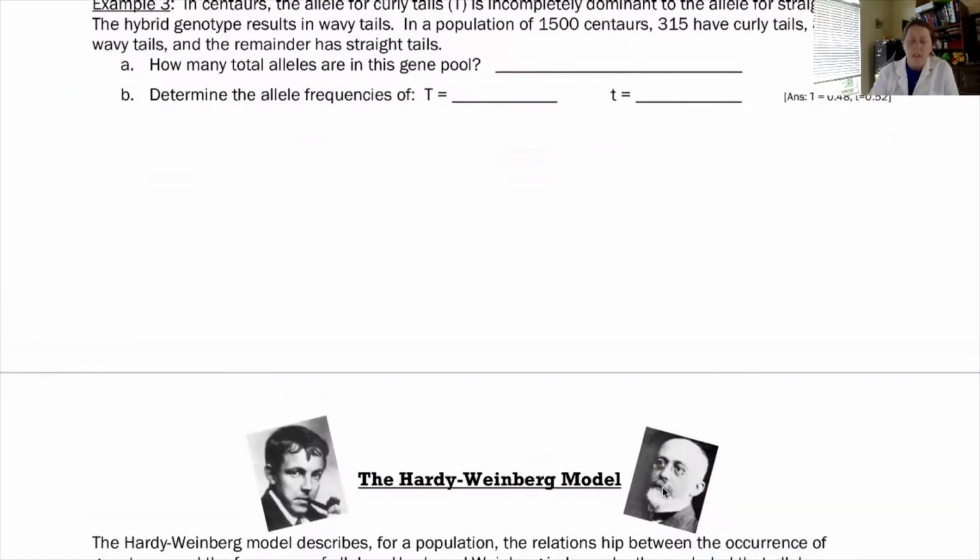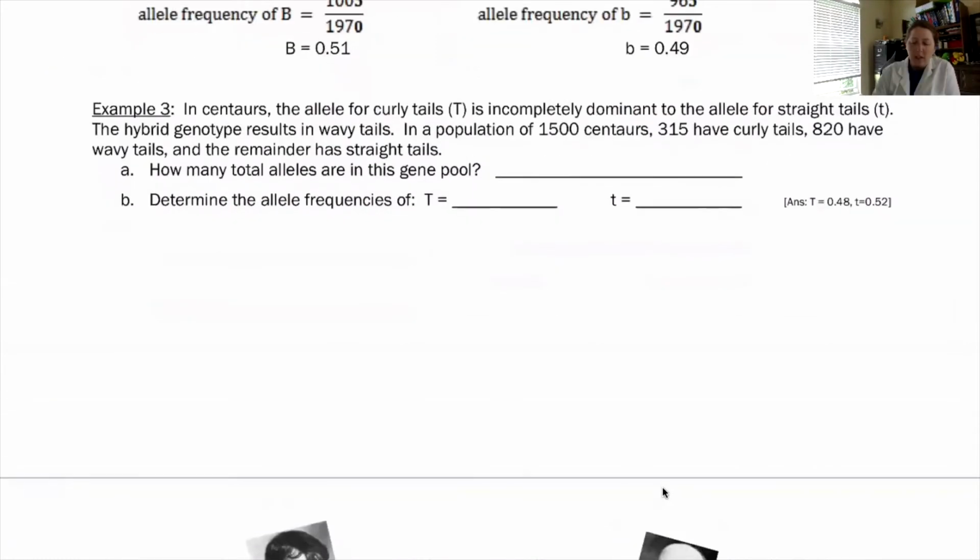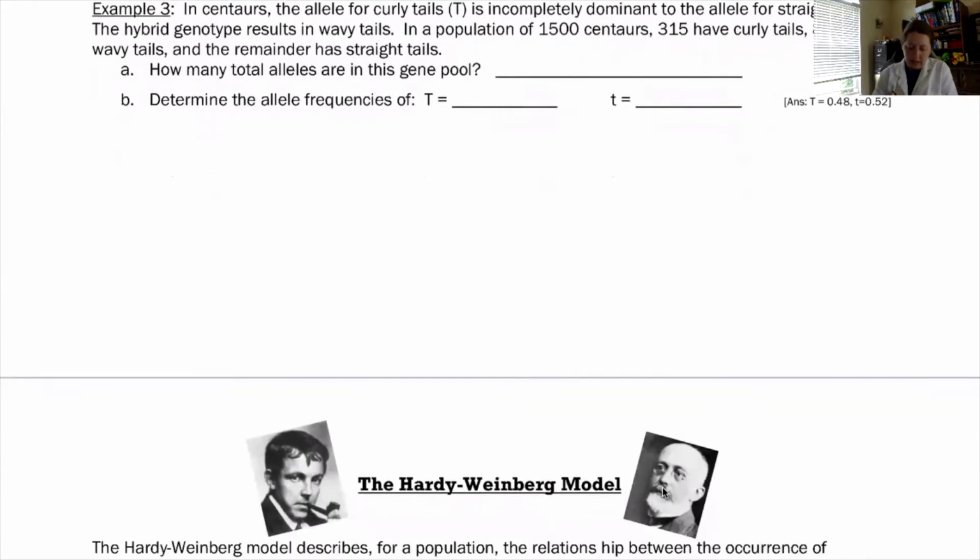Okay. Let's take a look at example 3. So in example 3, we're looking at a centaur population. So we have a curly tail is capital T.